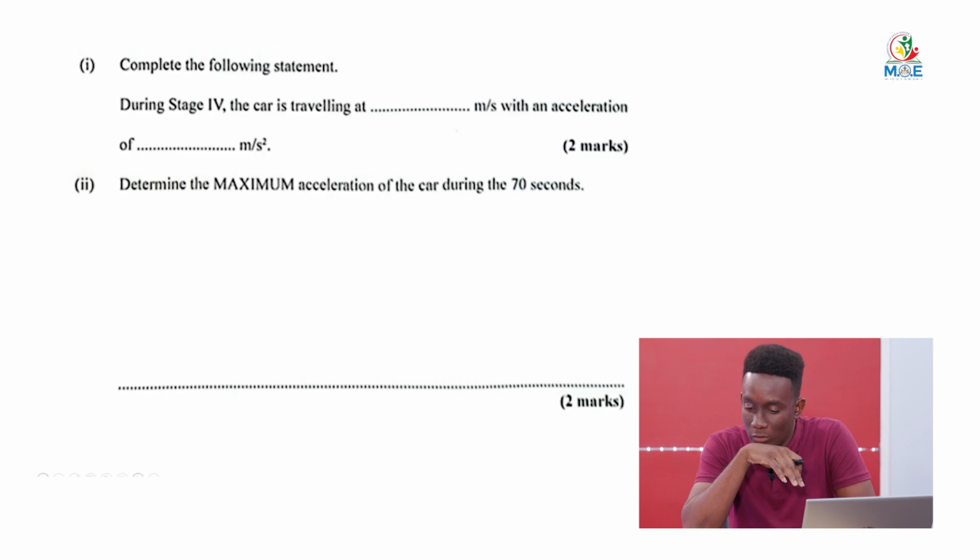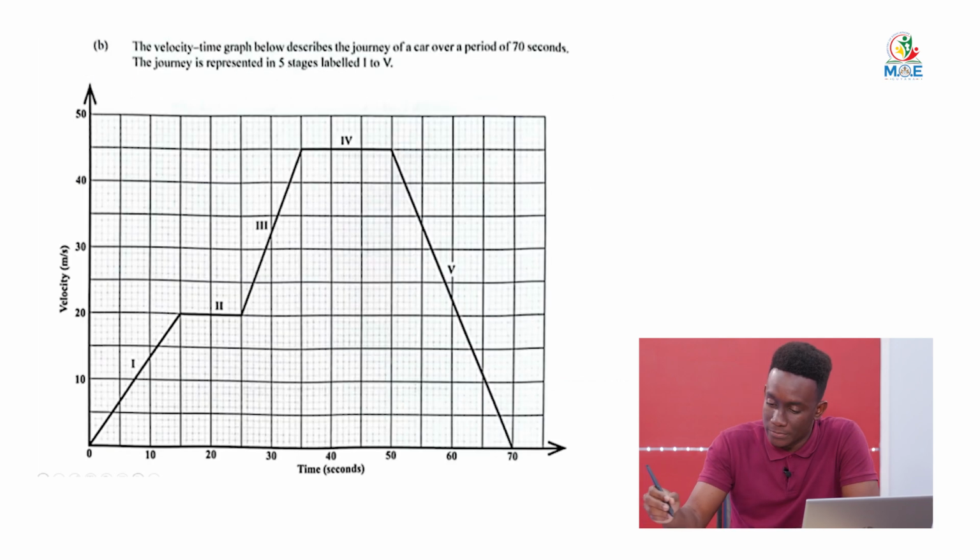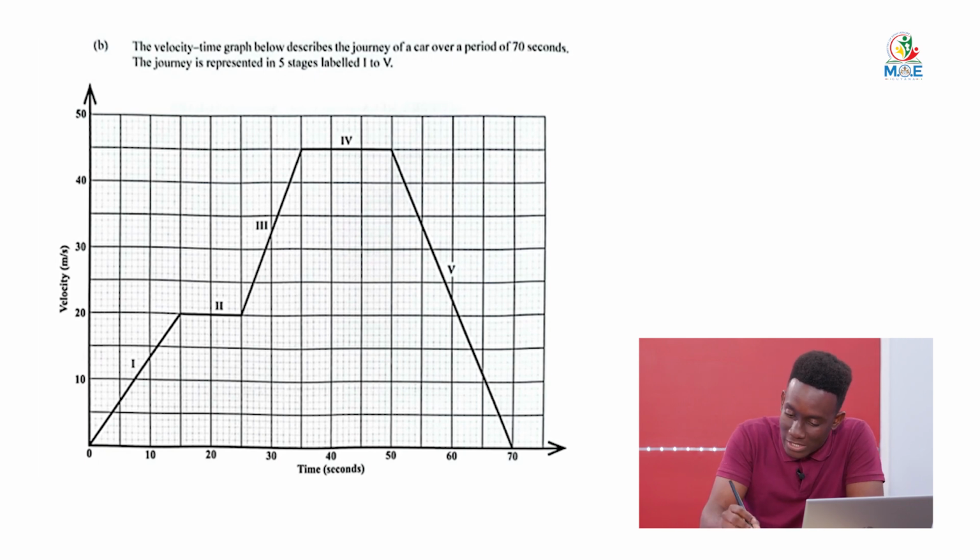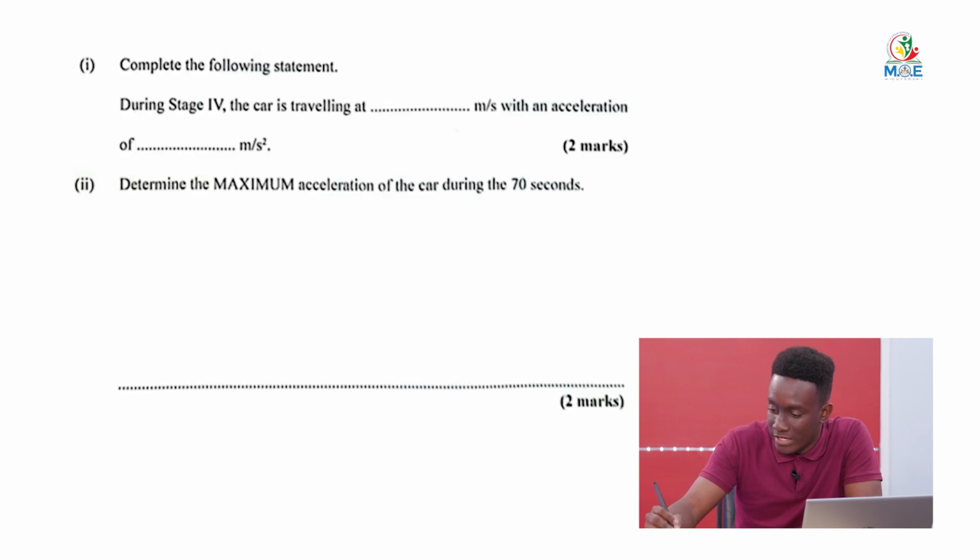So it says complete the following statement. During stage 4, the car is traveling at, so let's look at stage 4. So this is stage 4. On this side we have velocity, and on this side we have the time. So they want the velocity at stage 4, so the velocity is constant. So we see that the car is traveling here. If here is 40, here is 50, of course, here would be 45. So the car is traveling at 45 meters per second with an acceleration of, let's go back to the diagram.